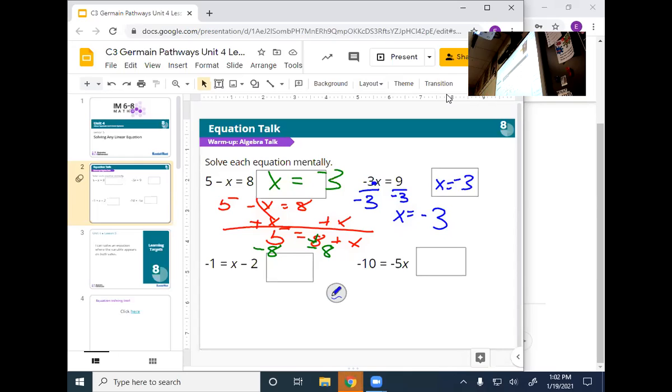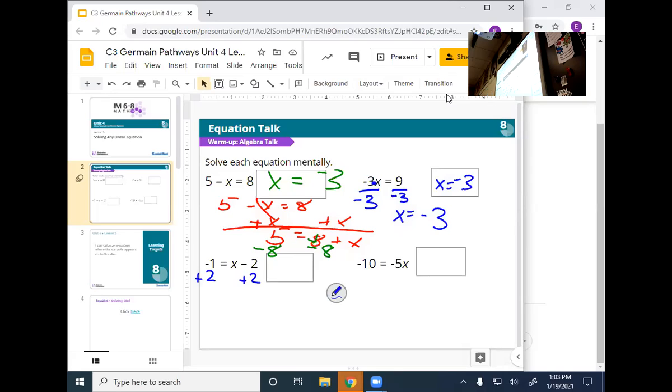I need to get my x by itself here. I have x minus 2 is equal to negative 1. I got to get rid of that minus 2. What am I doing to each side? Very good, Bridget. Olivia. Yes, very good, Olivia and Bridget. To undo that minus 2, I have to add 2 to each side. Very good.